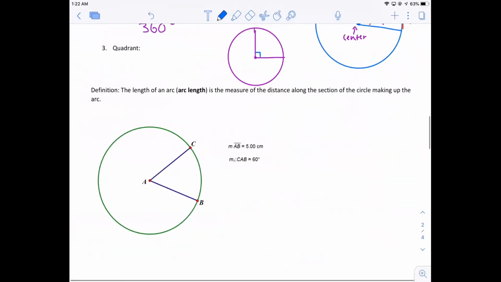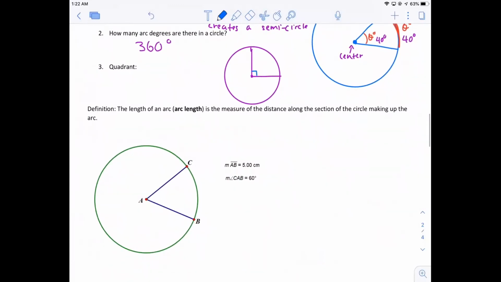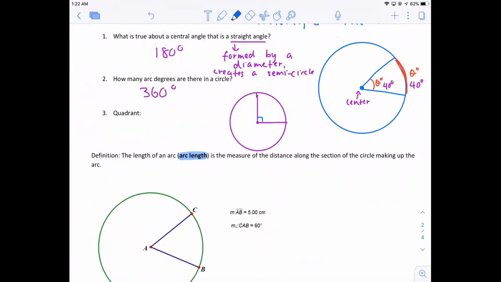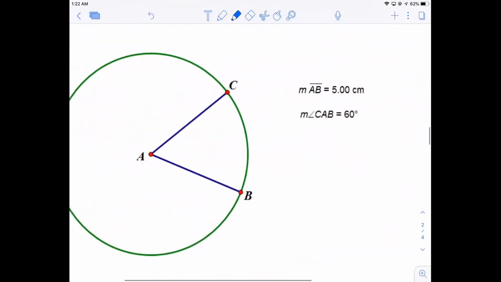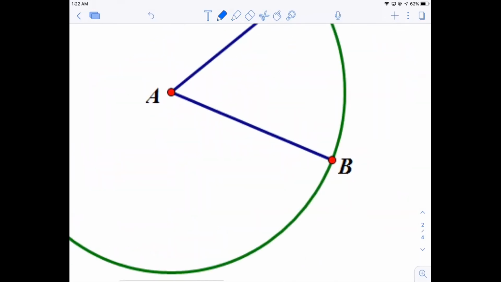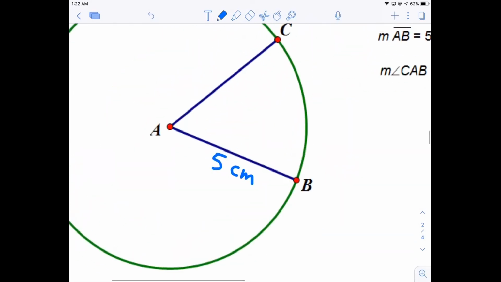So that is the degree measure of an arc, but we also have something called the length of an arc. So the length of an arc, or arc length, that's what we're going to be using. That is the measure of the distance along the section of the circle making up the arc. So let's take a look at this circle here. We have the length of AB is 5 centimeters. And the measure of angle CAB is 60 degrees.